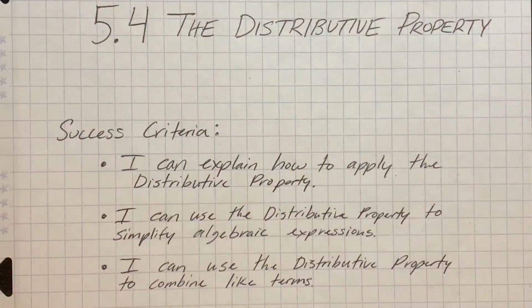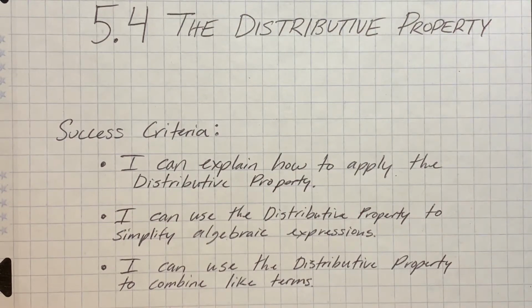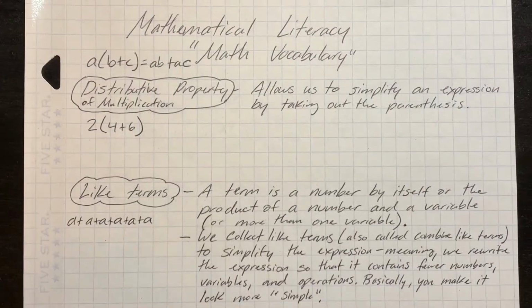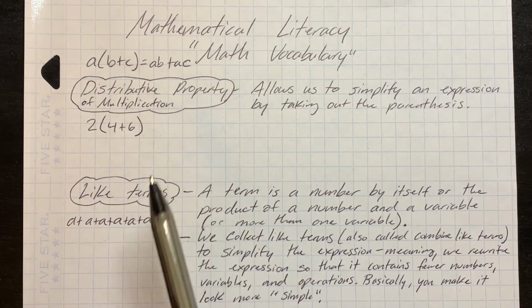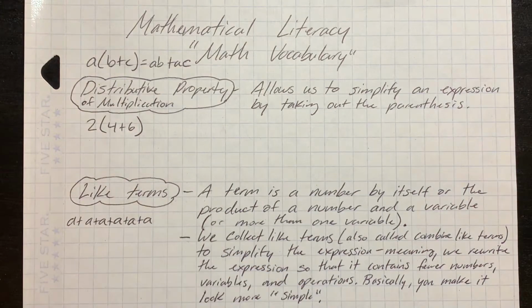All right, for 5.4, our success criteria is that we're going to be able to explain how to apply the distributive property, how to use the distributive property to simplify algebraic expressions, and how to use the distributive property to combine like terms. All right, with our mathematical literacy, I'm talking about mathematical vocabulary words. We have the distributive property and like terms. So we have two today.